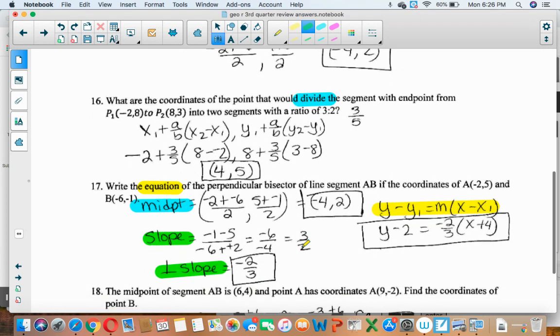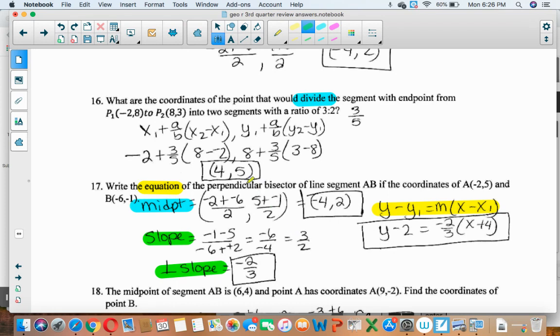And 17, that's the one that you put together a lot of these concepts, an equation of the perpendicular bisector. So bisector means a point in the middle, so you have to find the midpoint. So you use your midpoint formula with point A and point B, and I get a midpoint of negative 4, 2. I use my slope formula. I'm trying to find the slope of AB. So y2 minus y1 over x2 minus x1 gives me negative 6 over negative 4, which is 3/2.